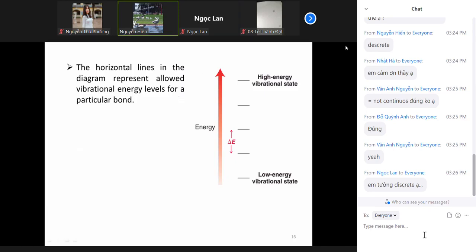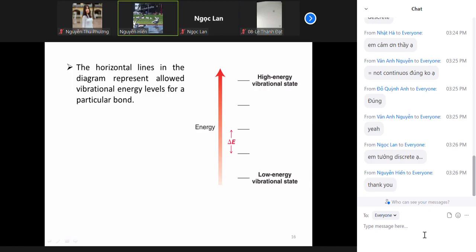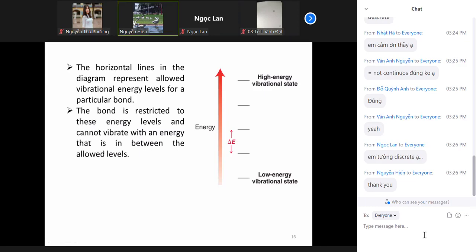And you can see the short lines here. So 1, 2, 3, 4, 5, and so on. These lines represent the energy levels at which the bonds can vibrate. And the bond is restricted to these energy levels and cannot vibrate with an energy that is in between the allowed levels. So the lines at the bottom indicate low energy vibrational states, and the lines at the top indicate high energy vibrational states.